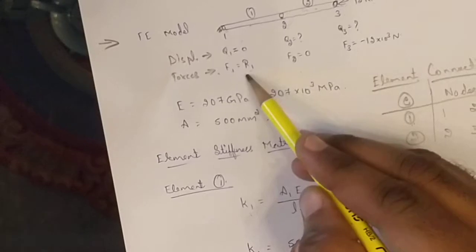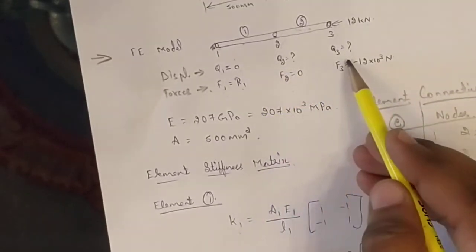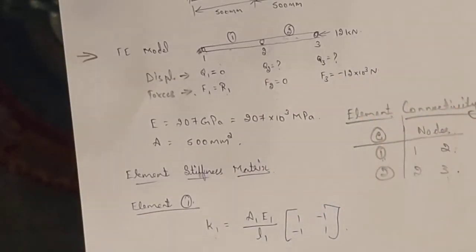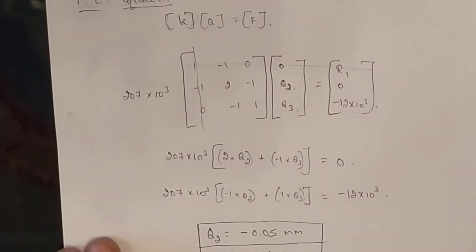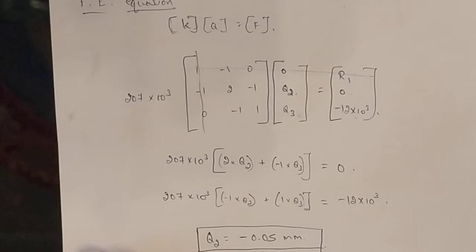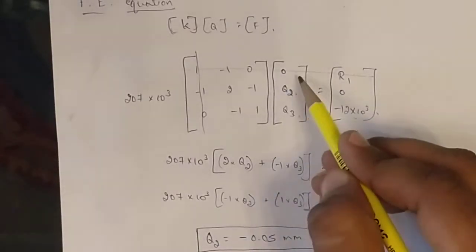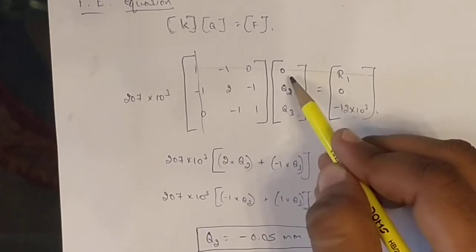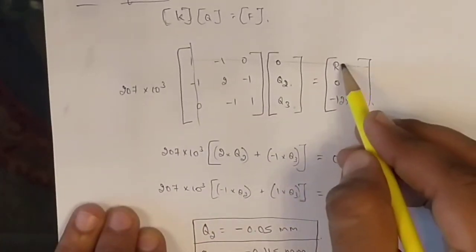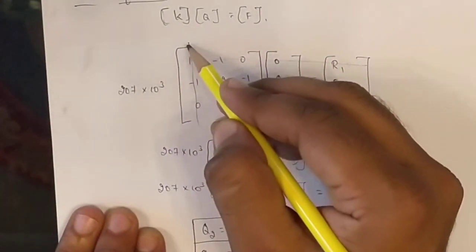Where did I get all these values? I got all these values from here when I wrote the boundary conditions. So just be careful there. Next, by using the elimination method. In the elimination method, wherever you have 0 in the Q term, strike out that row and that column.